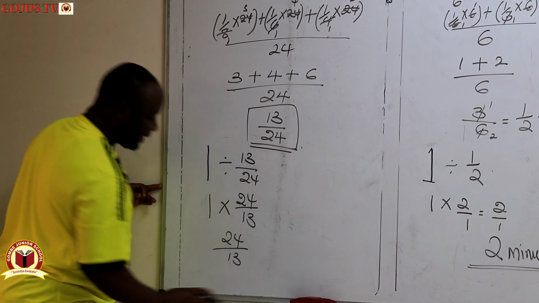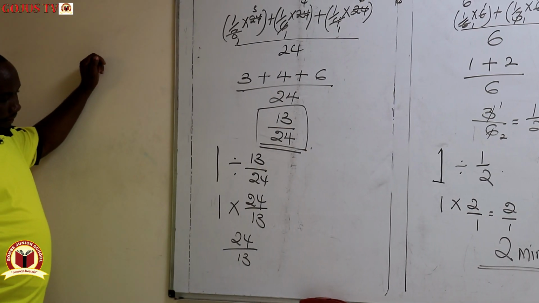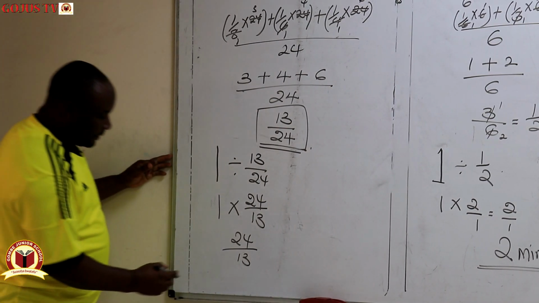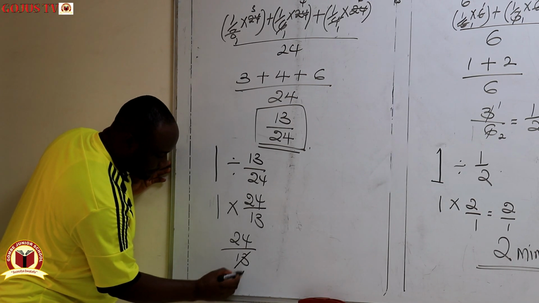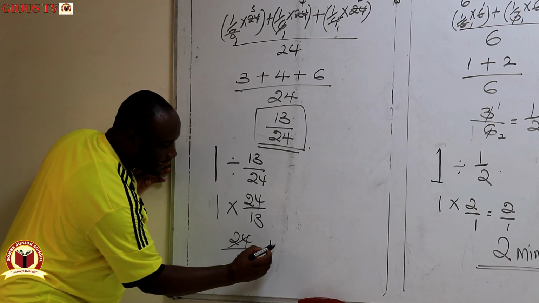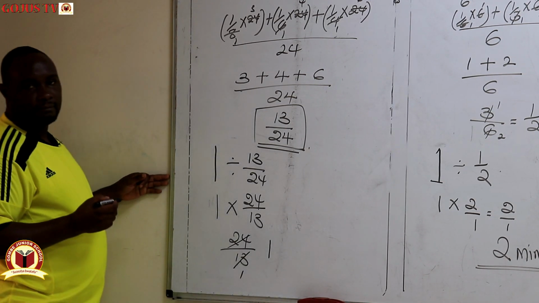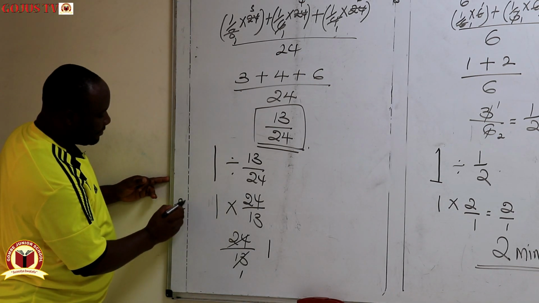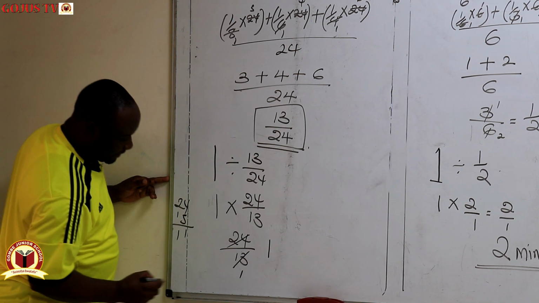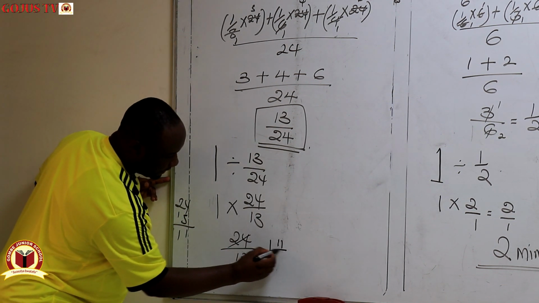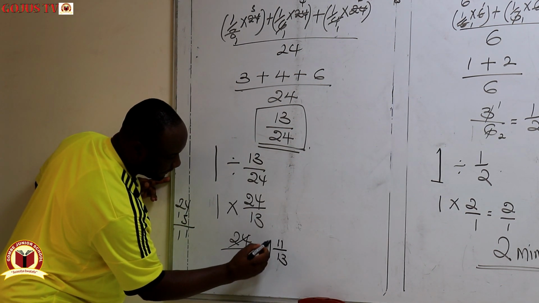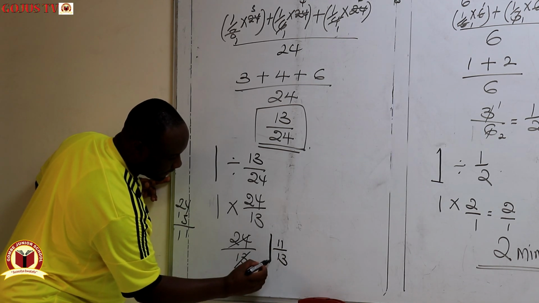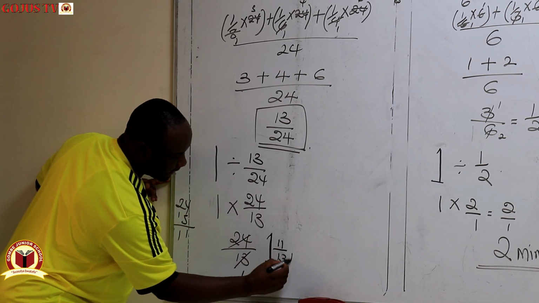Then I can now find out the actual time. 13 will go into 24 how many times? Once. That is 1 whole number. What is the remainder? The remainder will be 24 take away 13, which is 11. 11 out of 13 as our time, minutes.